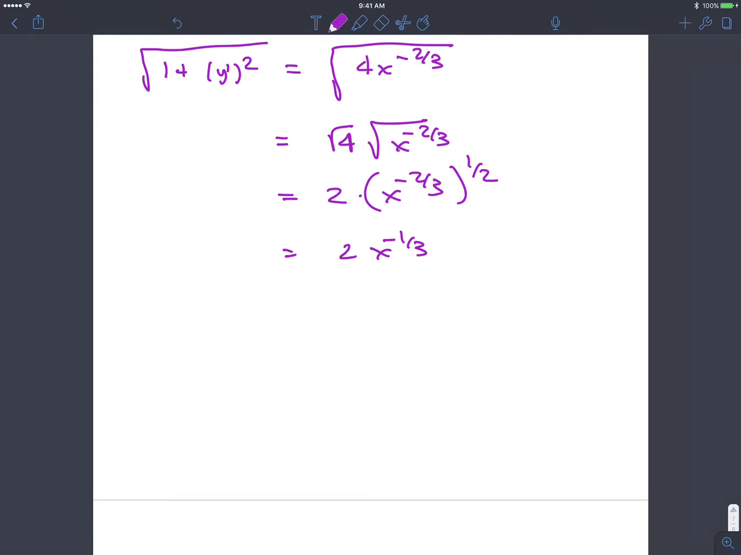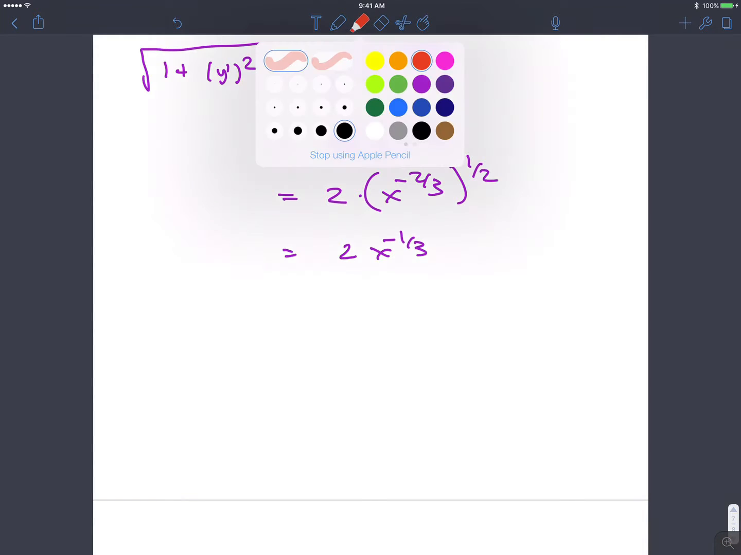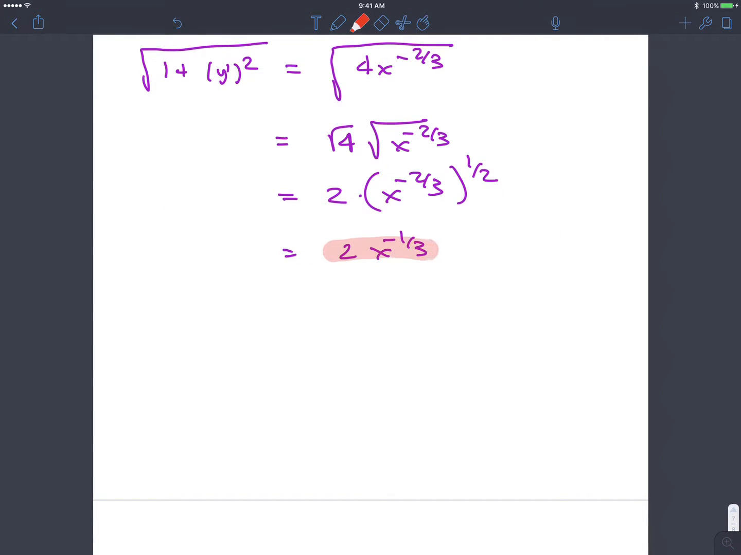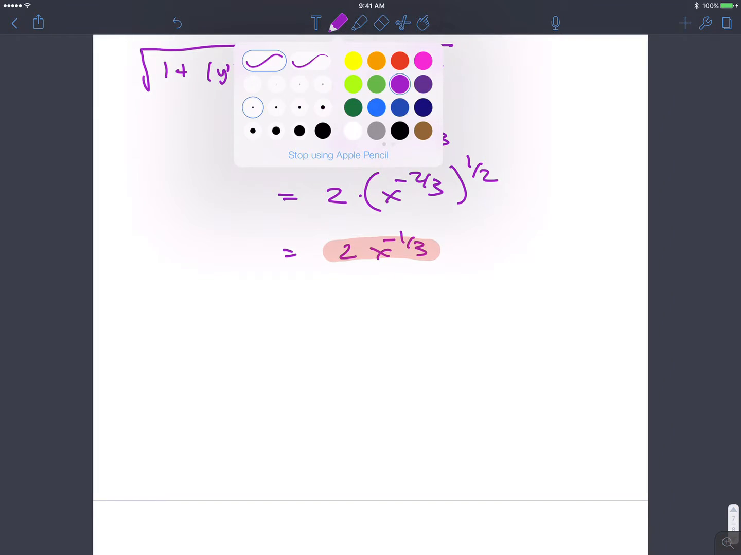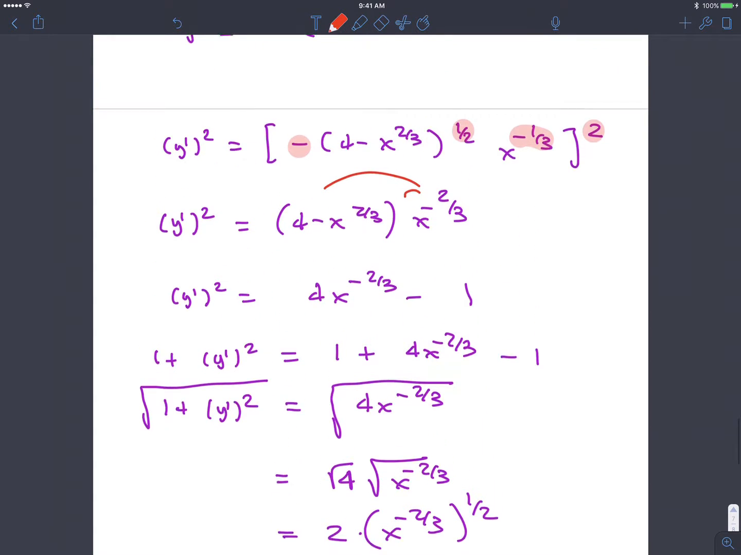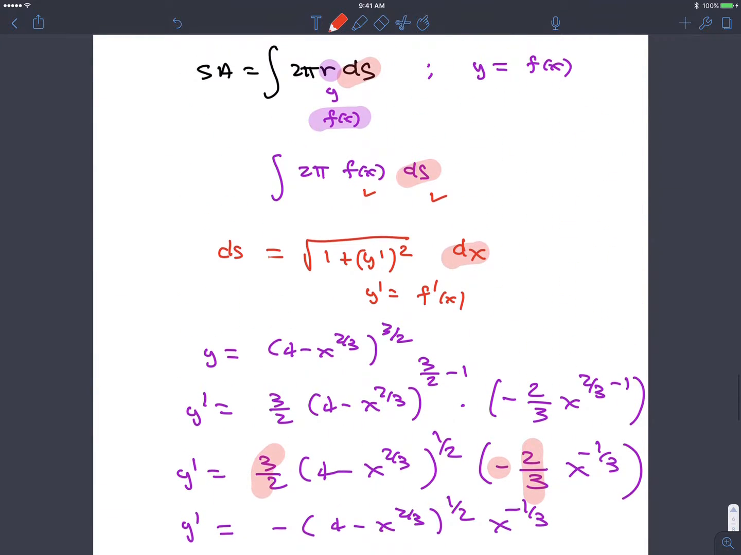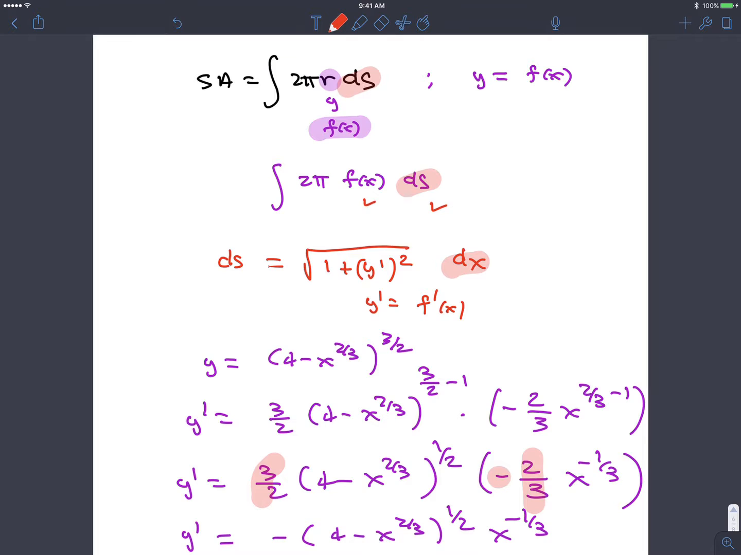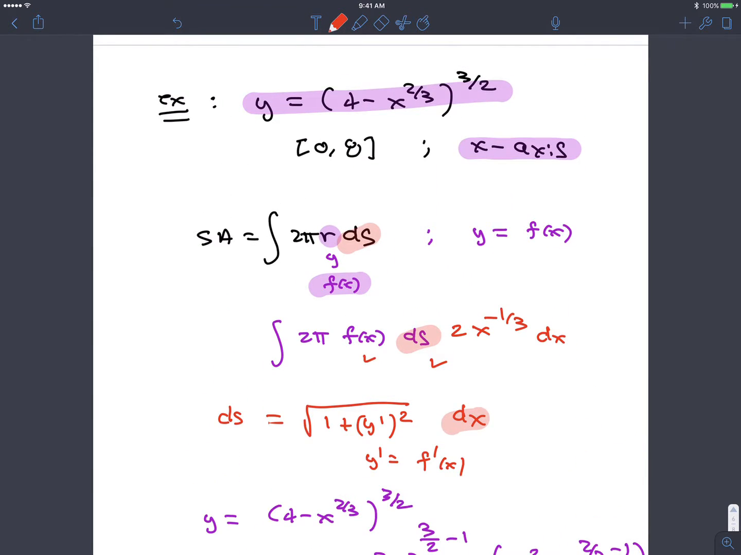And this is what I'm going to put into my radical. So let me highlight this. And go back here. 2x to the minus 1/3 power. Where does that go? That goes right here. 2x to the minus 1/3 power. And is this a ds or is it a dx? Dx. Good. Now, what's the function again? The function again is this scary function you see here.